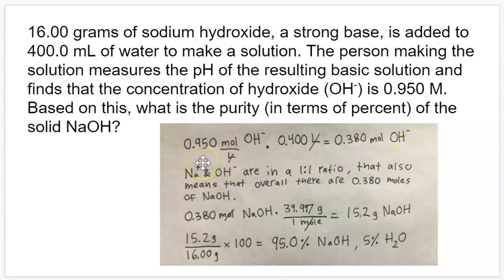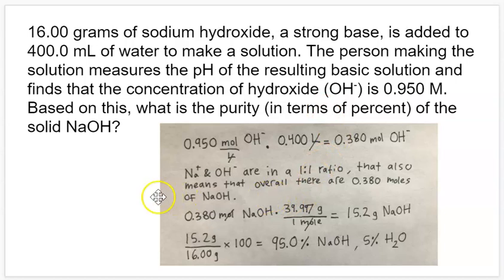So we had 0.950 moles per every 1 liter, but we didn't have a liter. We had 400 milliliters, which is equal to 0.4 liters. Remember that to convert milliliters to liters, you divide by 1,000. So the product here is 0.380 moles. That's how much hydroxide we have in the solution based off of the 16 grams that we added.